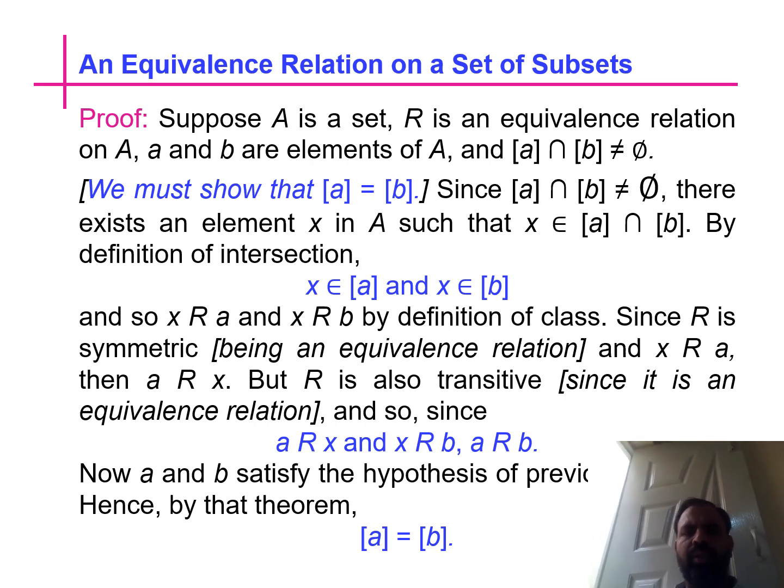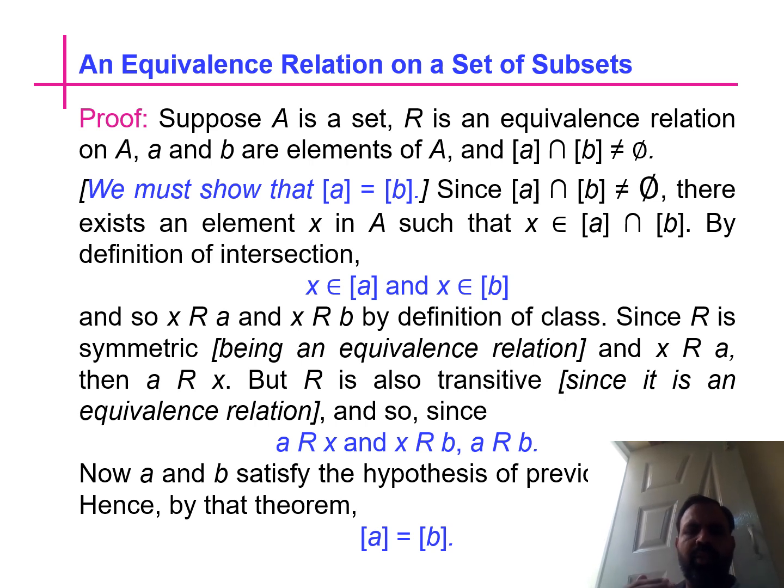Suppose A is a set, R is an equivalence relation on A, a and b are elements of A, and a ∩ b is not equal to φ. We must show that a = b. Since a ∩ b is not φ, there exists an element x in A such that x belongs to a ∩ b. By definition of intersection, x belongs to a and x belongs to b, and so x R a and x R b by the definition of class.